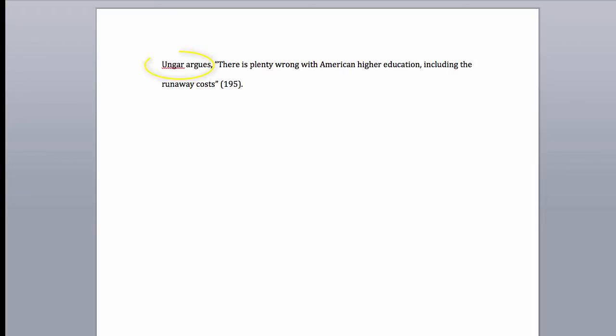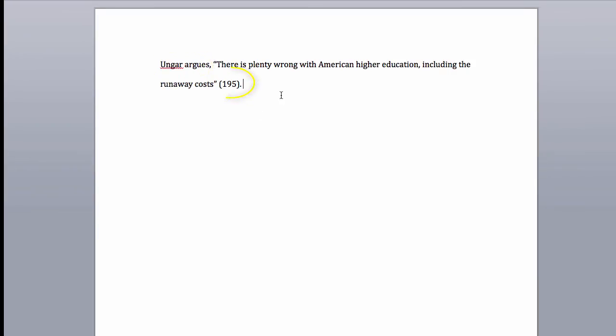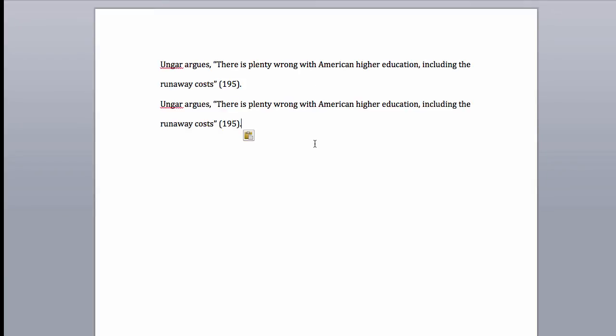Notice the attributive tag, Unger argues. Next, notice the page number that I put right there. However, if you want to change things around, notice what I've done here. Notice the difference between these two quotes.